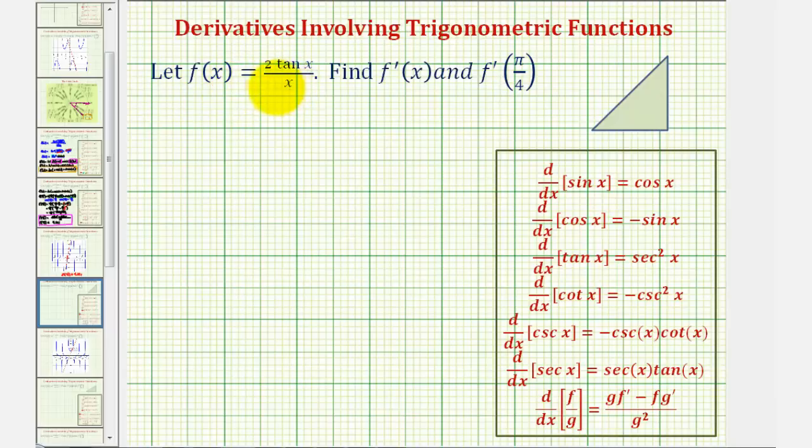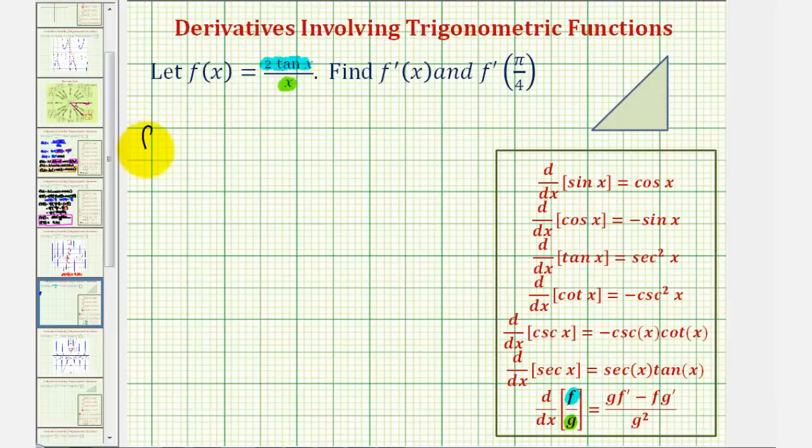find the derivative function. Where the derivative of function f divided by function g with respect to x is equal to g times f prime minus f times g prime divided by g squared. So in our case, notice function f would be 2 tangent x, and function g would be x.